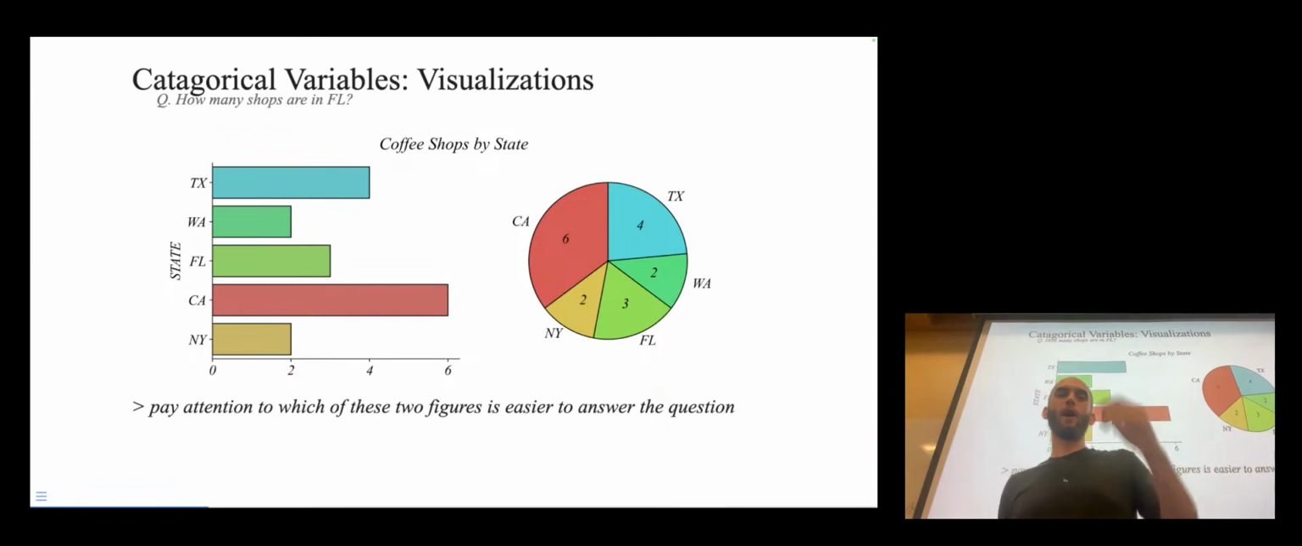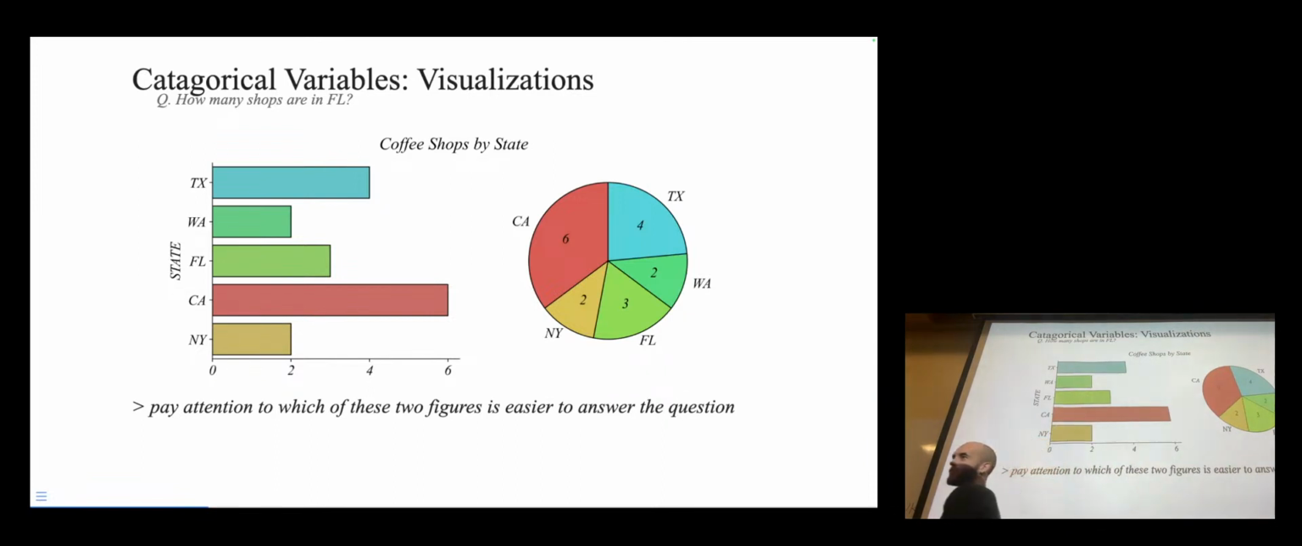Okay, so how about a third question? If you're trying to figure out how many shops are in Florida, which one is easier? 10 seconds. Okay, hands for bar chart, hands for pie chart. Okay, someone tell me why.